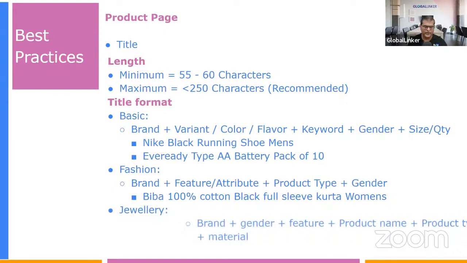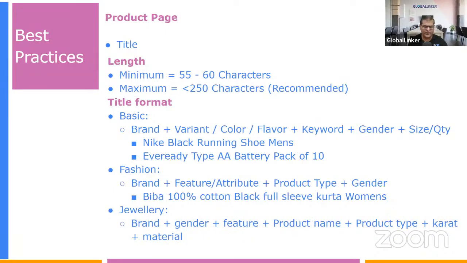Example for jewelry, and this is where, because jewelry has other elements, your brand, gender, features, product name, product type, carat, all that comes into play. And this is an example of a jewelry item, which is a bracelet, 18 karat white gold. So that's how you'll be able to construct the product titles.